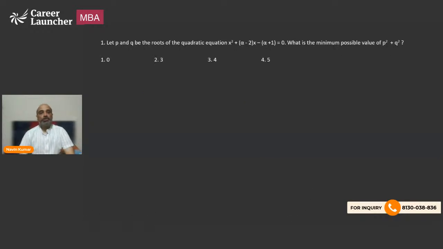Let P and Q be the roots of the quadratic equation x square minus (alpha minus 2)x minus (alpha plus 1) is equal to 0. Then what is the minimum possible value of P square plus Q square? So a question based on quadratic, and that too, it has to do with roots, right? Sum of the roots, product of the roots. So the part that is asked, we have to somehow figure out how to get it.